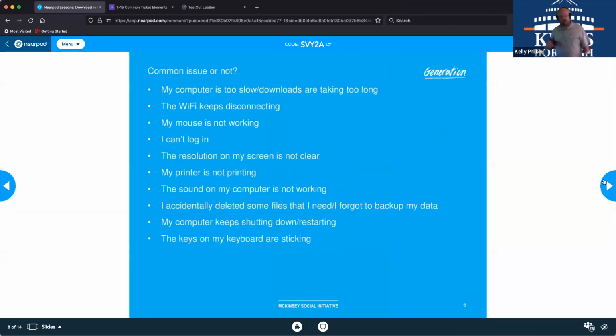So let's go through these real quick and tell me if you think this is a common issue or not. George, my computer's too slow. Downloads are taking too long. Is that common or uncommon? Common. Seems very common, right?